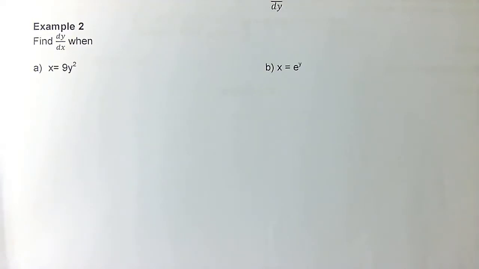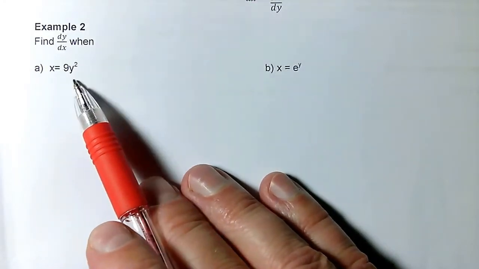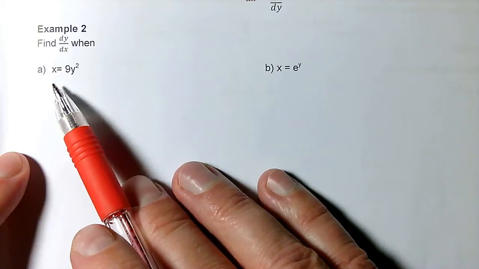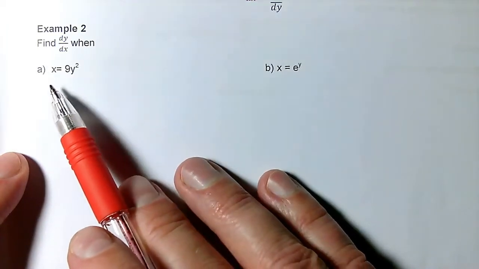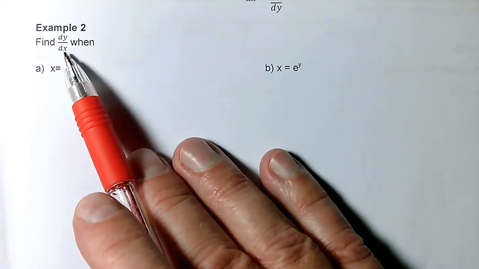Okay, in this video we're going to differentiate some expressions where x and y are the wrong way round. This should remind you, in fact this is a case of inverse functions. So the normal function would be y equals 9x squared. We've now got x equals 9y squared, but we still want to find dy by dx.